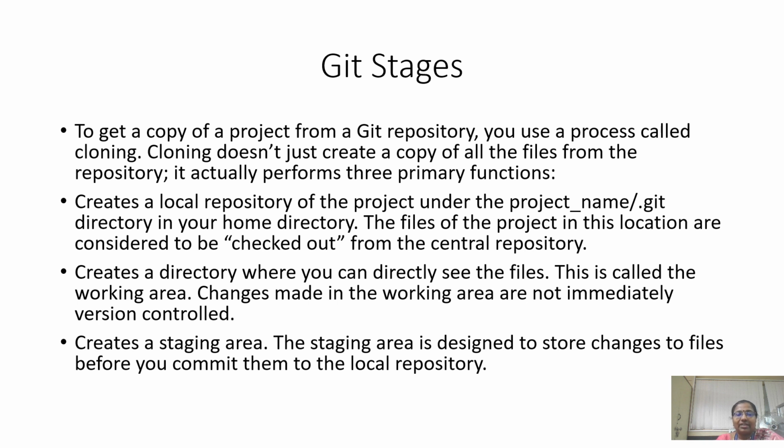Second, it creates a directory where you can directly see these files. This is called the working area, so that you are working in this area on whatever you want to incorporate. Changes made in this working area are not immediately version controlled. Third, it creates a staging area. The staging area is designed to store changes to the files before you commit them to the local repository. So these functions are performed by the cloning process.